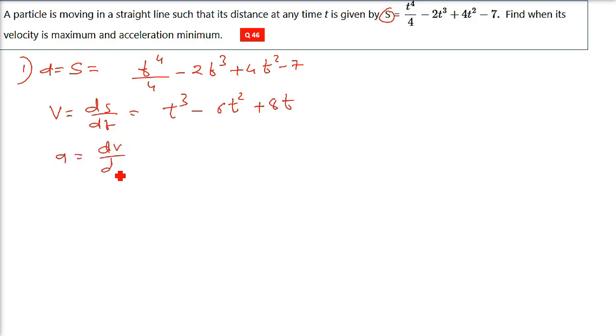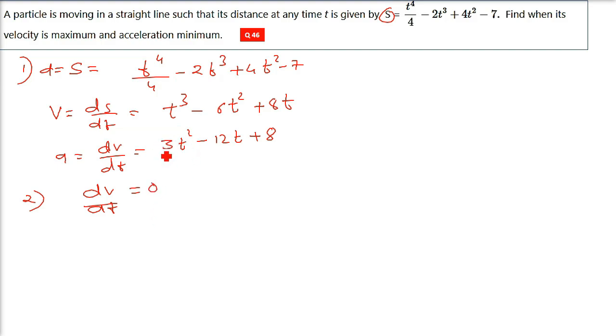Let us find out the acceleration also. Just differentiate the earlier equation. So I'm differentiating t cube minus 6t square plus 8t. You get 3t square minus 12t plus 8. First, we have to check for the velocity. So velocity and acceleration will be dealt separately.